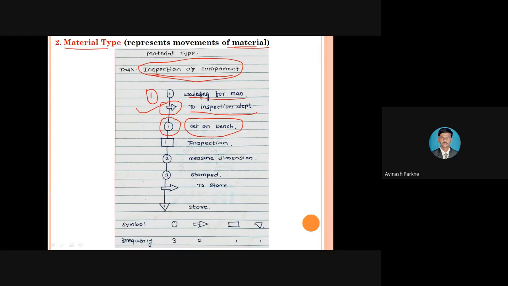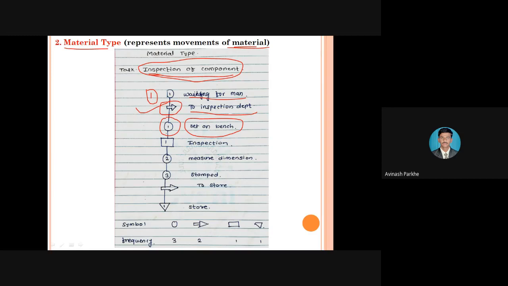The man will set that particular component on the bench. That movement of the man we have recorded, and it is represented in the previous chart. But here we have to represent the activities of the material only. So once the material reaches the inspection department, its current position is on that bench only.